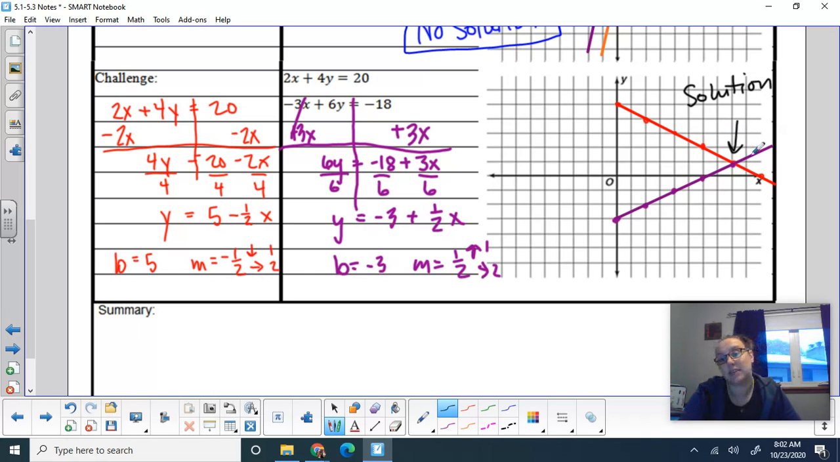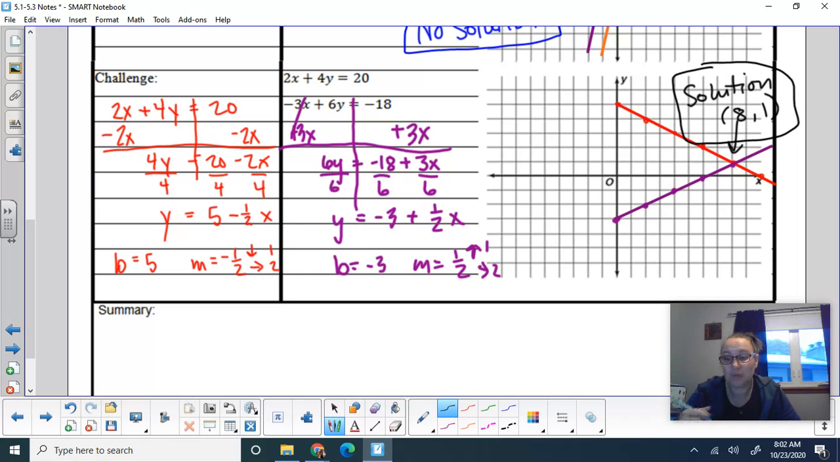Go ahead, see if you can identify the coordinates of this point. 1, 2, 3, 4, 5, 6, 7, 8, and up 1. So I'm going to say my solution is 8, 1.